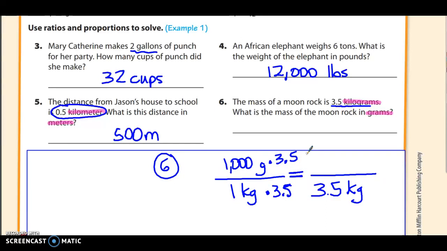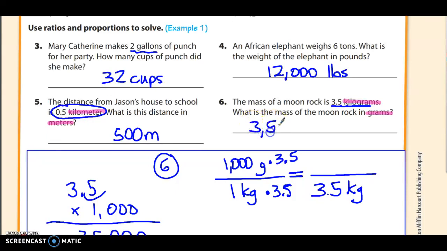And again, you can use reasoning on this. 3 times 1,000 is 3,000. And 0.5 times 1,000 is 500. So it's 3,500. Or, if that doesn't make sense, you could simply do 3.5 times 1,000. I set it up offset like this because these zeros don't impact the answer other than I annex them to the answer. I've got 1 times 5 is 5, and 1 times 3 is 3. And I need to move my decimal over 1 place. So it's right here. The answer is 3,500. And it's 3,500 grams.